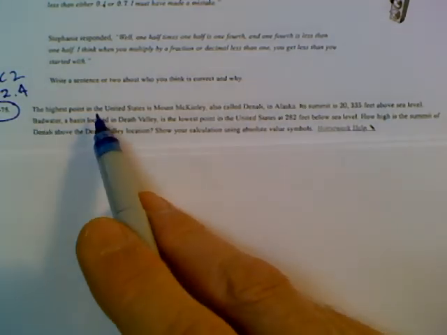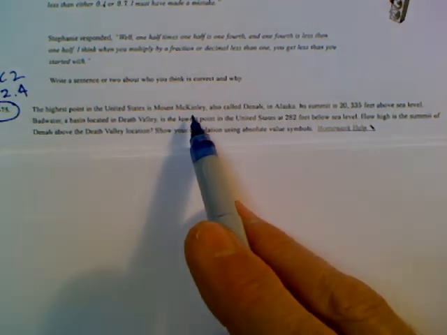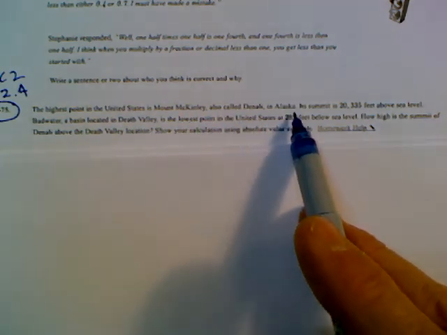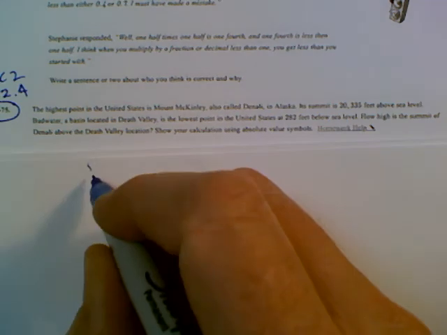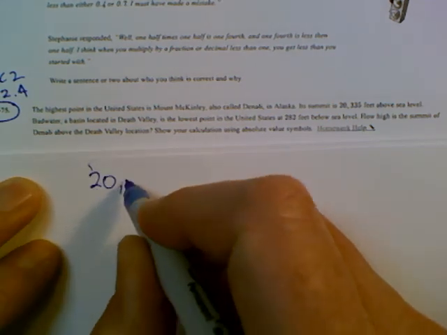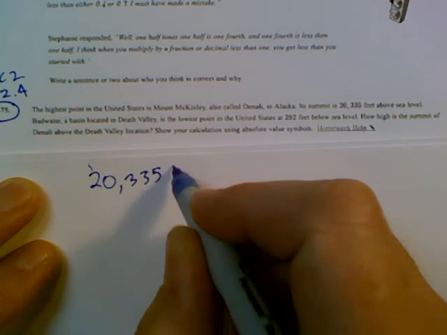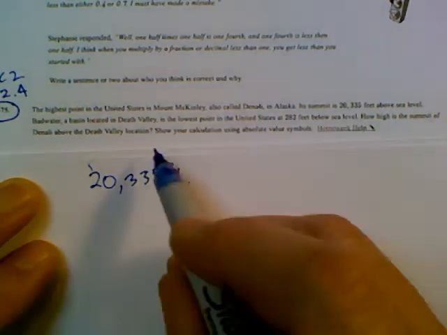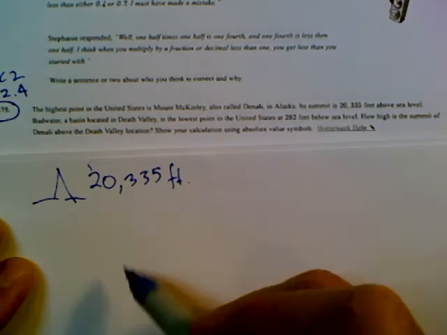We are looking at CC2, section 3.2.4, specifically number 3-75. So we have a little bit of a word problem. The highest point in the United States is Mount McKinley, also called Denali, in Alaska. Its summit is, I'm going to write the number here because that's going to help me, 20,335 feet above sea level. And that's the mountain.